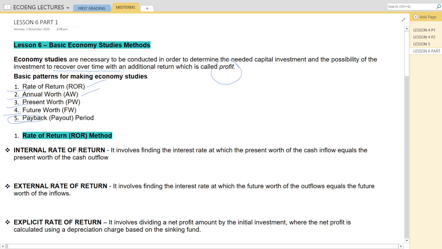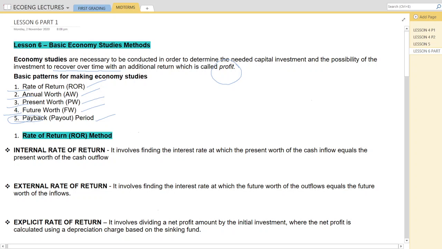And for the present worth, that is the equivalent worth of all cash flows at the end of year 0 or at the beginning of year 1. And for future worth, the equivalent value is at the end of n years. And for payback or payout period, that is the time to recover the cost of an investment. The shorter the payback period, the more attractive the investment.